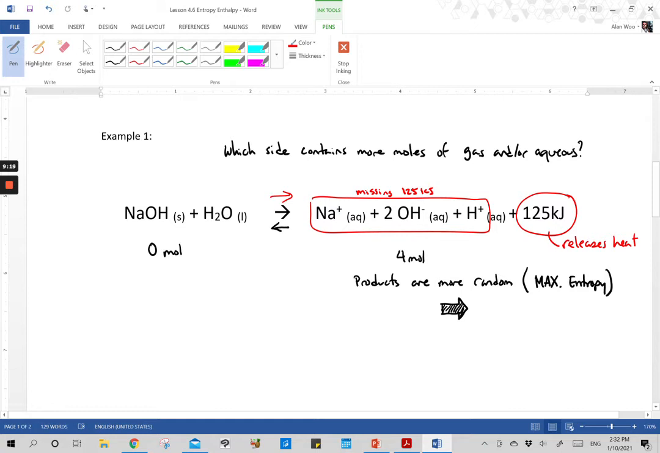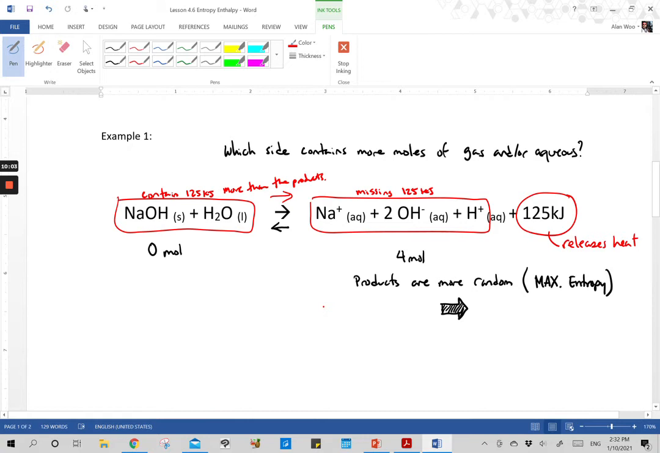From last year, we know that in an exothermic reaction, heat energy is released on the product side. The other thing you have to realize is, if we look at the reverse reaction, these substances will have to absorb 125 kilojoules of energy in order to form your reactants. So these reactants actually contain 125 kilojoules of energy more than the products.